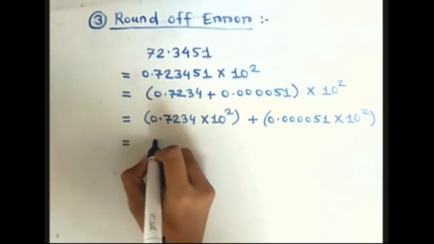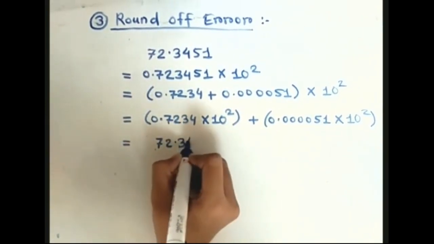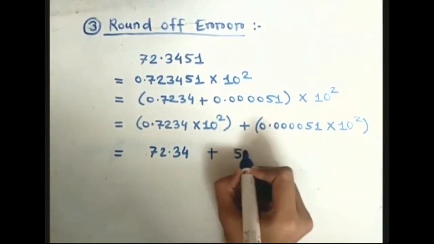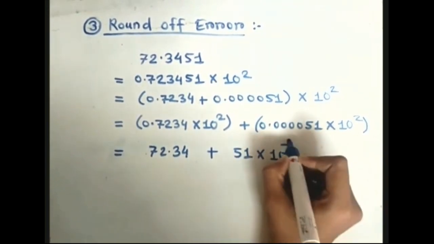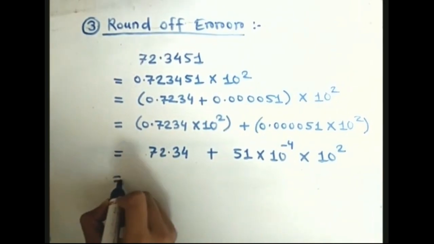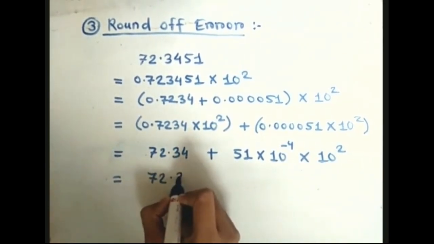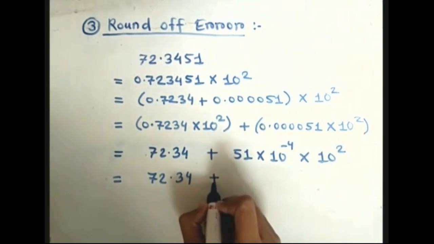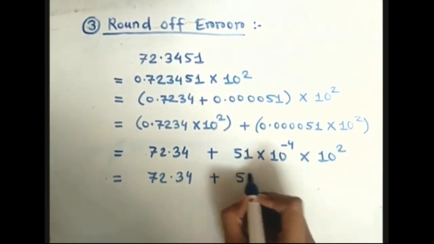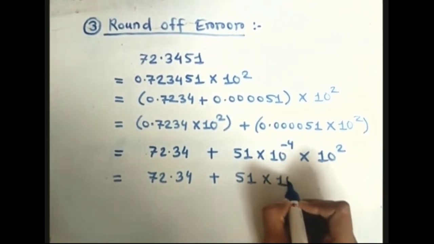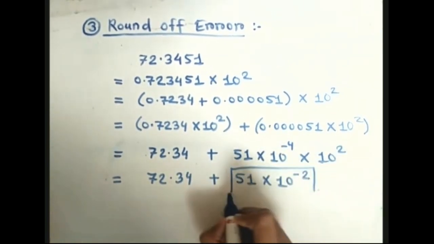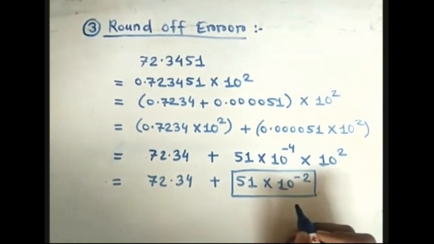This can be represented by 72.34 plus, this number can be represented by 51 into 10 to the power minus 4, and into 10 to the power 2 as it is. Therefore, it is equal to 72.34 plus 51 into 10 to the power minus 4 into 10 to the power 2, which is equal to 51 into 10 to the power minus 2. This is the final answer, that is our round-off error. Thank you.